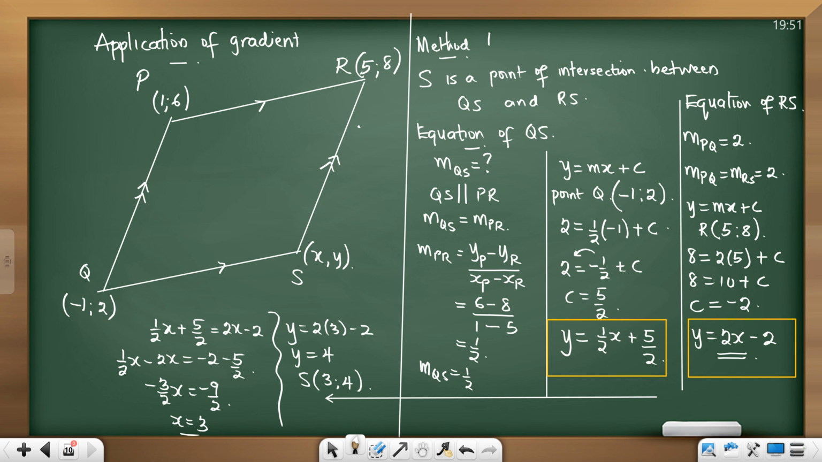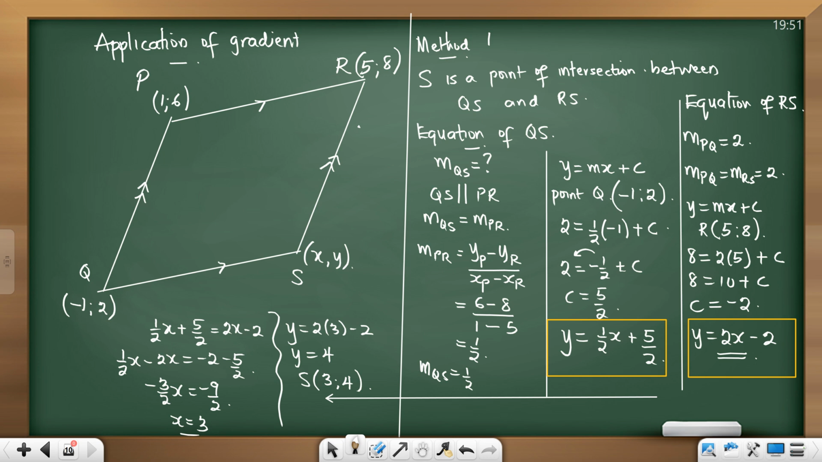So we are applying our gradient at the point of intersection. That's why I call it application of gradient. I found my 2 equations, and it's important, that mistake that we saw, you are only transferring the gradient. You must use the point on the line that you're looking for. Method number 1 is done.